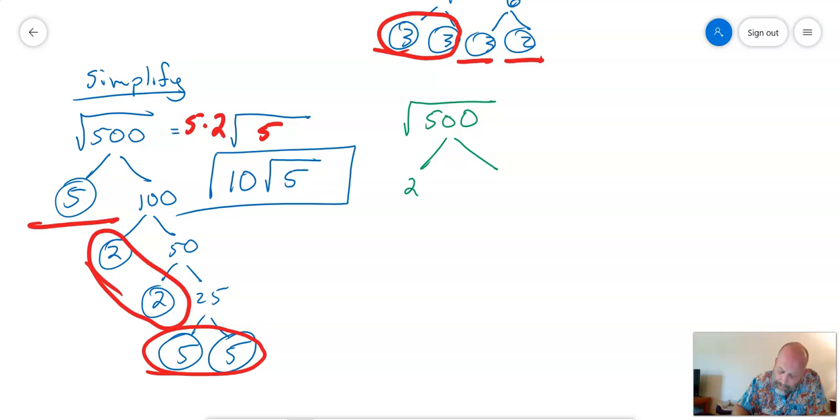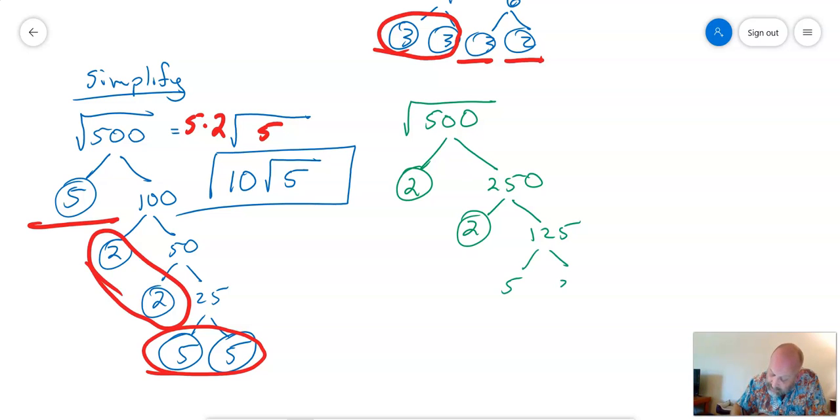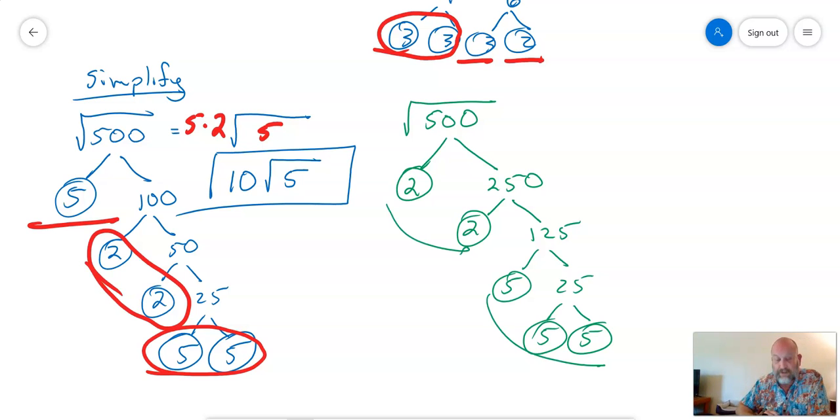So let's see here. 500 is 2 times 250. And we'll see we end up with the same answer. We end up with the same number of 2s, the same number of 5s at the end on this. And then here, 250 is 2 times 125. Okay, and then 125 is 5 times 25. And then 25 is 5 times 5. So you notice I still have 3 5s and 2 2s. Right? So that hasn't changed.